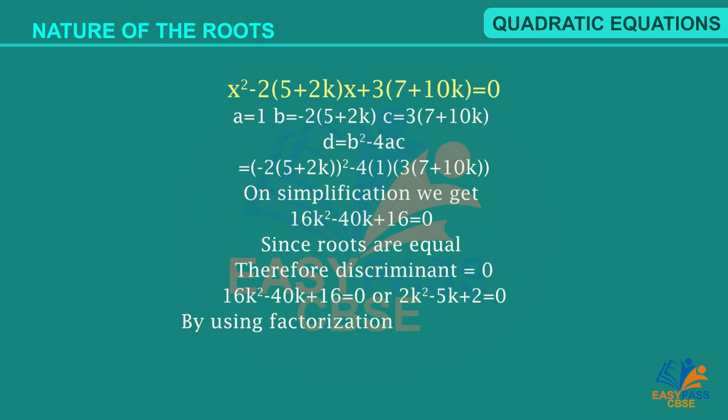We solve this one by the factorization method, that means splitting the middle term. So we get (k minus 2) times (2k minus 1) equal to 0. That means k is equal to 2 or k is equal to 1 by 2. Next question.